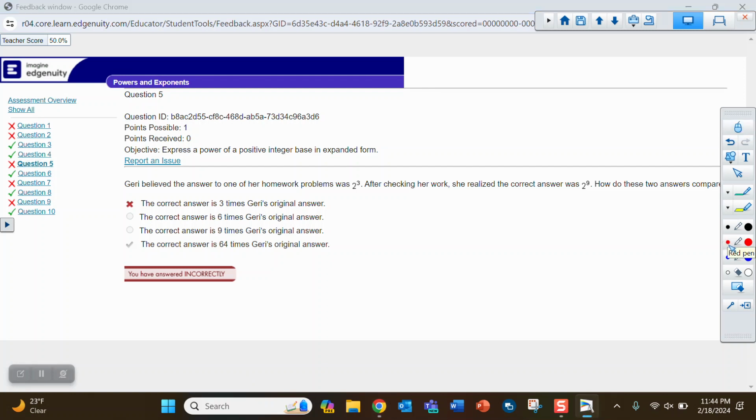Question 5, Jerry believed the answer to one of her homework problems was 2 to the 3rd power. After checking her work, she realized the correct answer was 2 to the 9th power. How do these two answers compare? So 2 to the 3rd power is 2 times 2 times 2. 2 to the 9th power is 9 2's multiplied together.